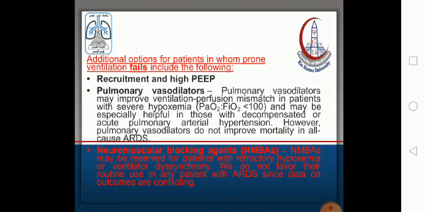Addition of pulmonary vasodilators may improve ventilation perfusion mismatch, especially in those with decompensated or acute pulmonary arterial hypertension, although pulmonary vasodilators don't improve mortality in all causes of ARDS. Neuromuscular blocking agents may be reserved for patients with refractory hypoxemia or ventilator dyssynchrony, and we don't favor their routine use in any patient with acute respiratory distress syndrome since data on its outcome are conflicting.